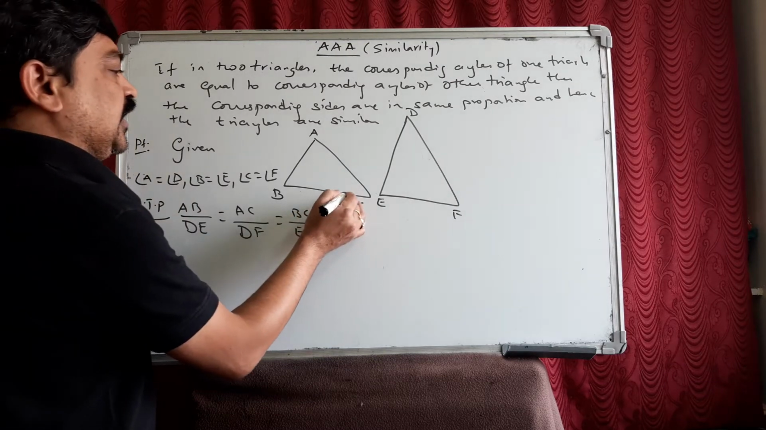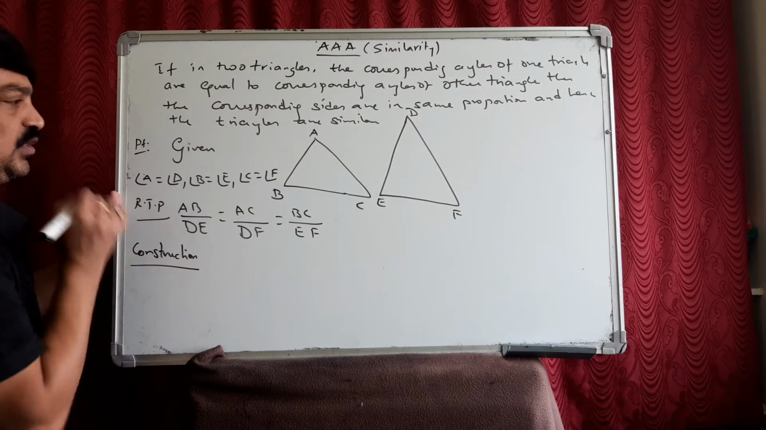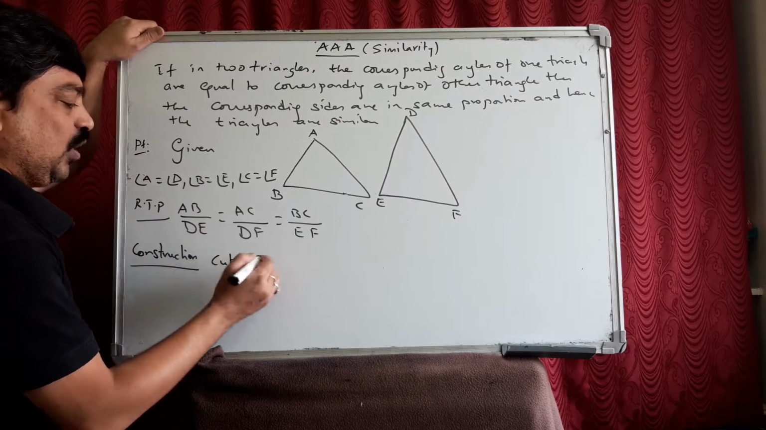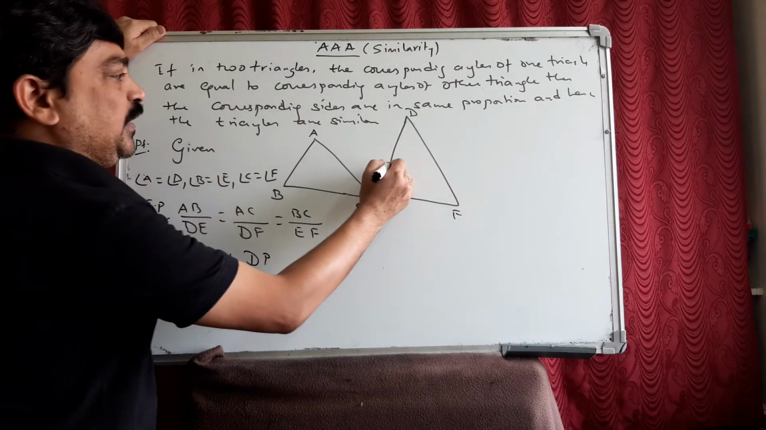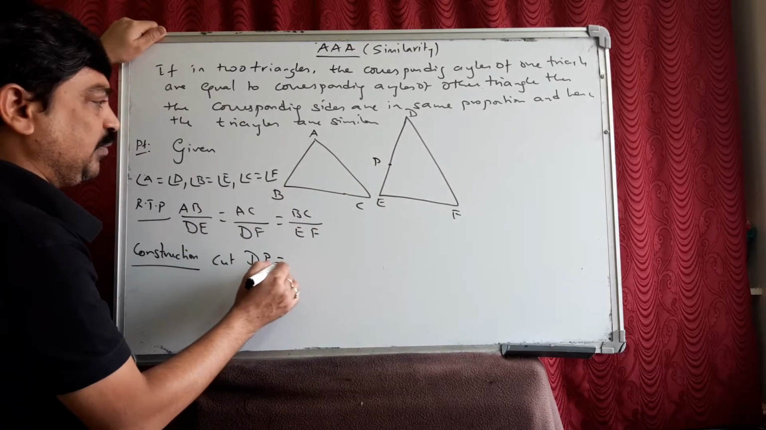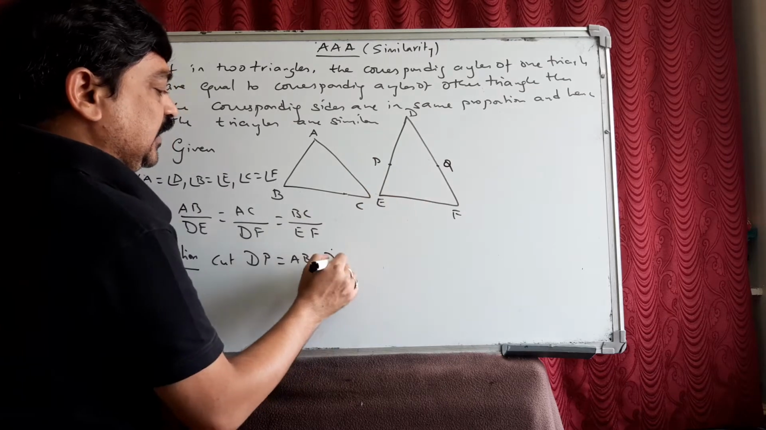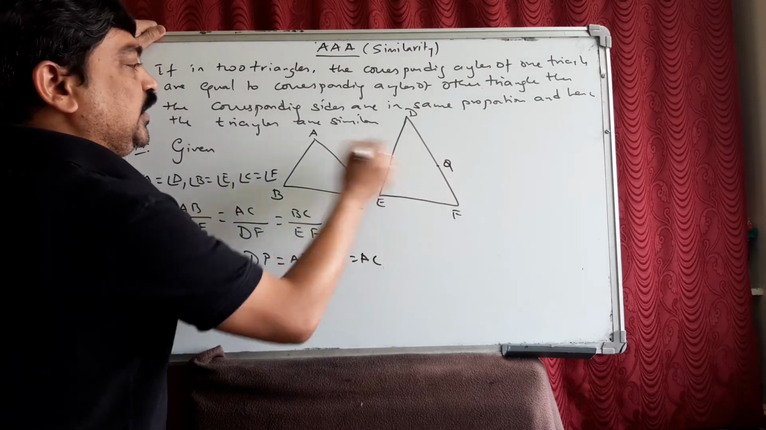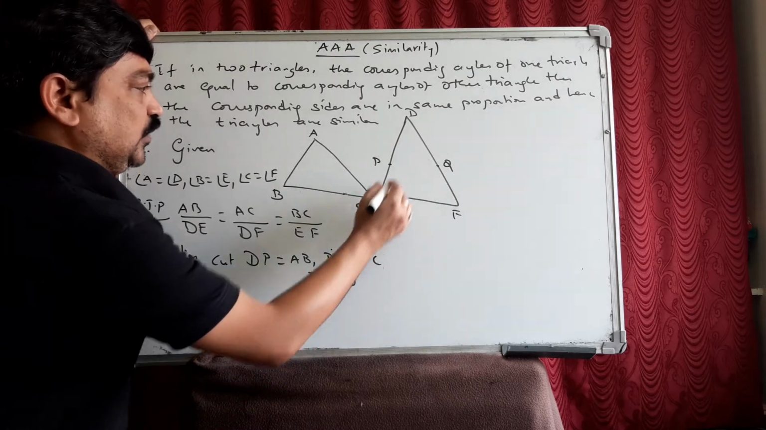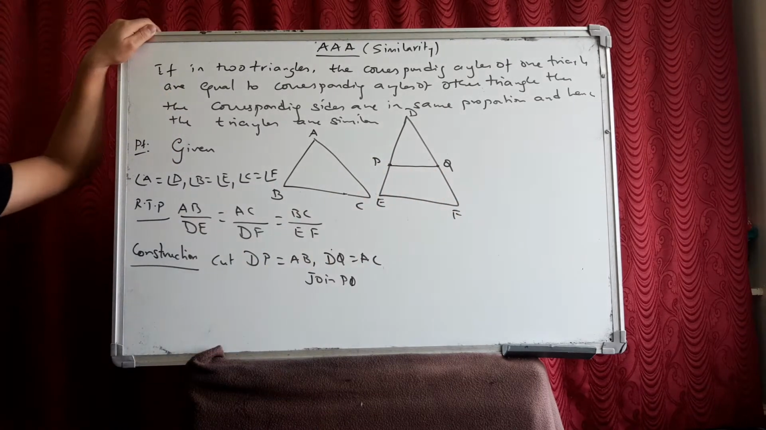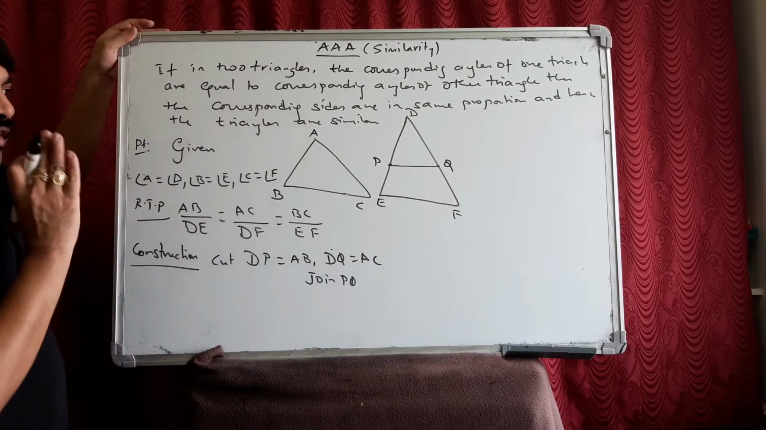Okay. Now a little construction is required. For all the three theorems, the construction is the same. Construction: we take points on DE and DF such that DP, take P here, in such a way that DP is equal to AB, and Q here such that DQ is equal to AC. And join PQ. Okay. Now DP is equal to AB and DQ is equal to AC. That's what we did here.